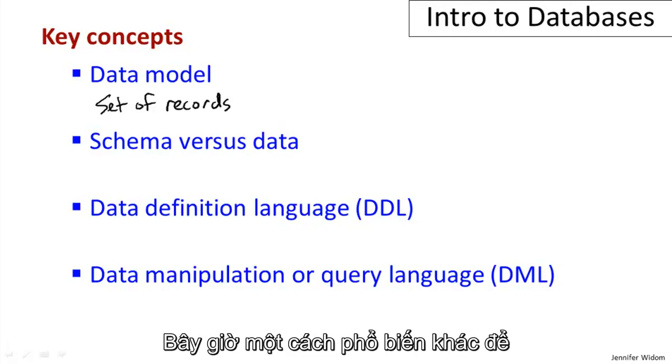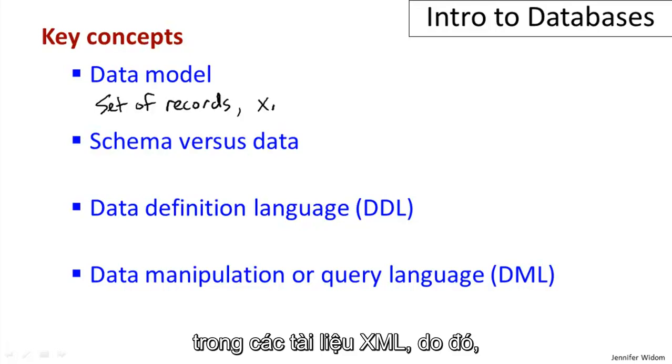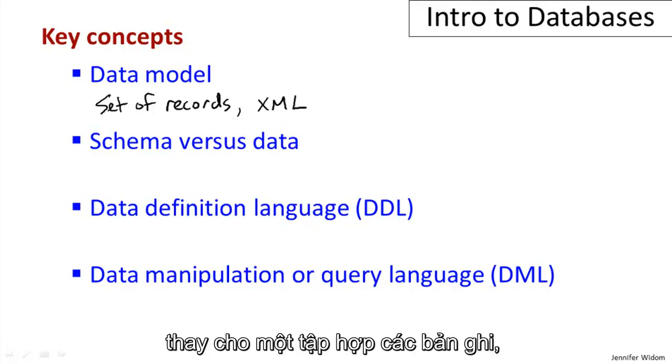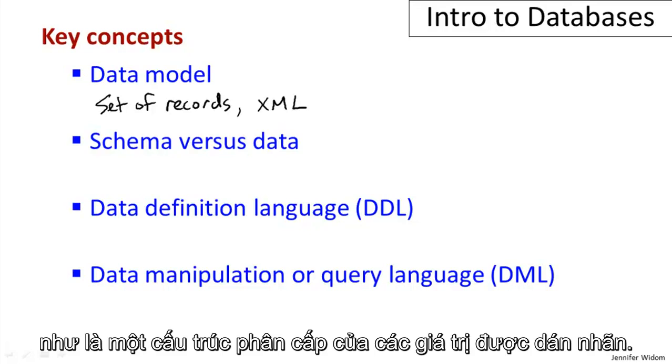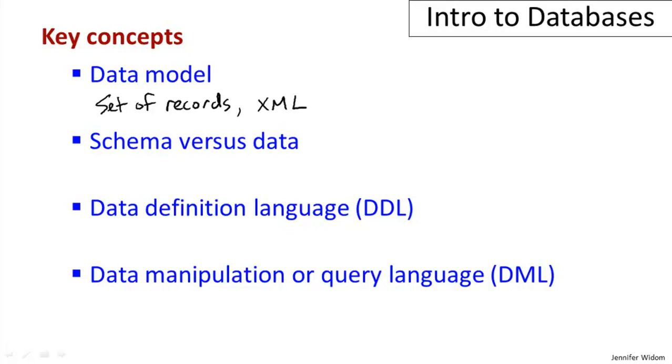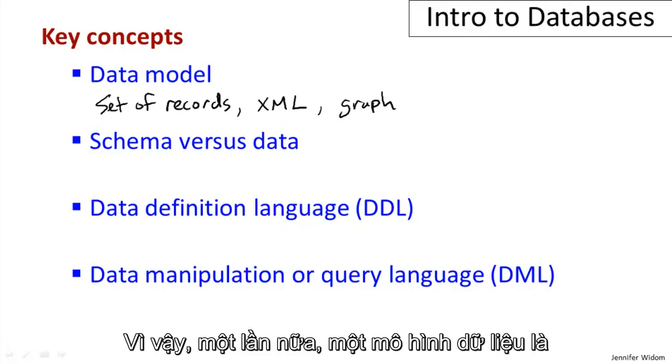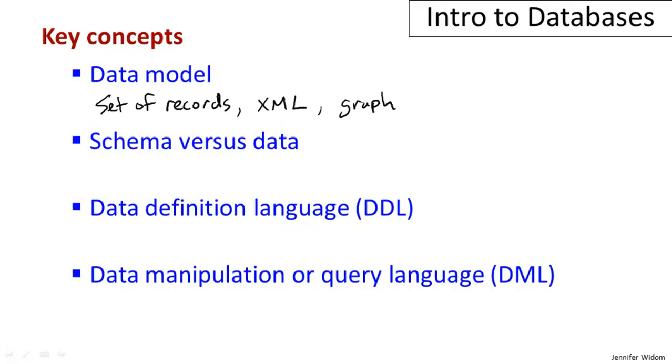Now, another popular way to store data is, for example, in XML documents. An XML document captures data, instead of a set of records, as a hierarchical structure of labeled values. Another possible data model would be a graph data model, where all data in the database is in the form of nodes and edges. So again, a data model is telling you the general form of data that's going to be stored in the database.